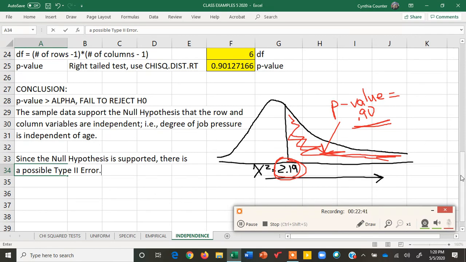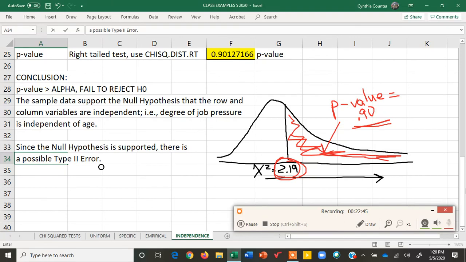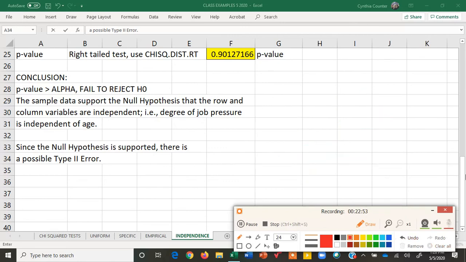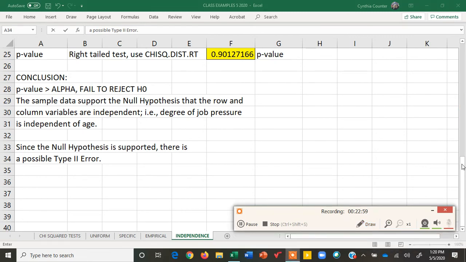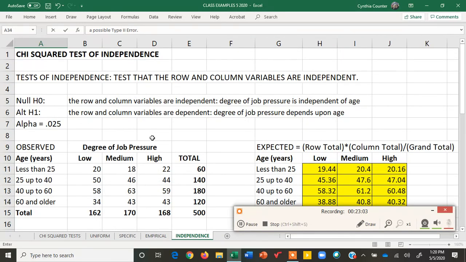So this concludes how to conduct a hypothesis test for independence. And that is when you are testing the independence of two qualitative variables from a table. So here, degree of job pressure and age, the number in each category.